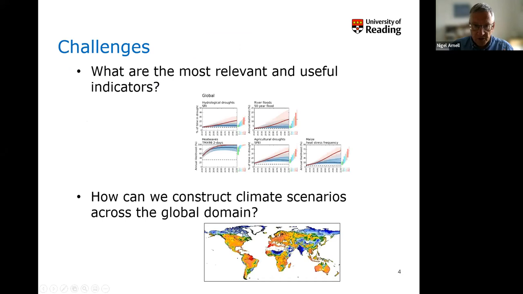So different objectives, and we need to be aware of that when we're undertaking an assessment of global scale consequences. There are, in effect, two primary challenges when we're trying to estimate the global scale impacts. The first one is, well, what is it we're trying to measure? What is it we're trying to characterize? How do we define the impacts of climate change? And the second is, how do we construct climate scenarios that are credible and robust across the global domain? The problem's quite different to trying to estimate climate projections at the local scale.